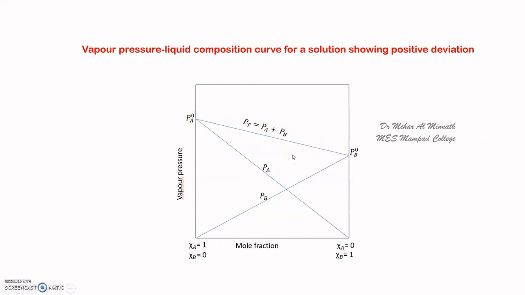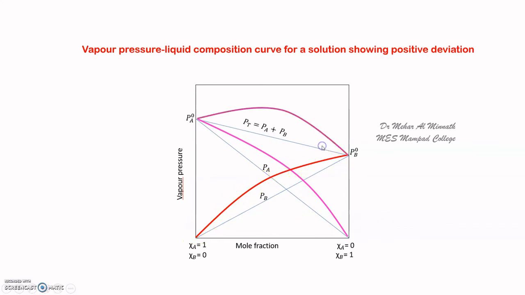But for a non-ideal solution showing positive deviation, the vapor pressure curve for A will be something like this. It will be more than what has been expected. Similarly for B also, it will be more than what has been expected, and therefore the total pressure of the solution will be more than what has been expected by Raoult's law. So this will be the vapor pressure liquid composition curve for a solution showing positive deviation.